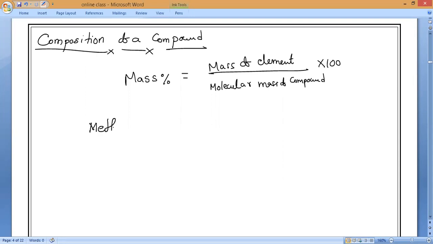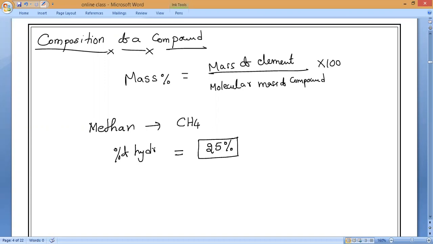As I already taught you, take for example methane. What is the mass percentage of hydrogen in methane? The formula is CH4. If you take the mass percentage of hydrogen in methane, I think we got 25 percent. Is it yes or no?